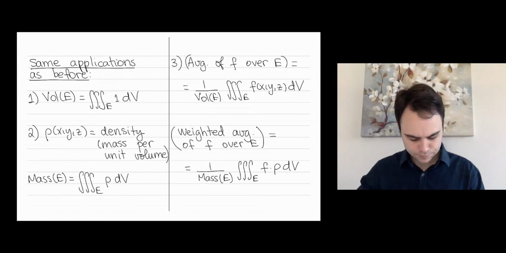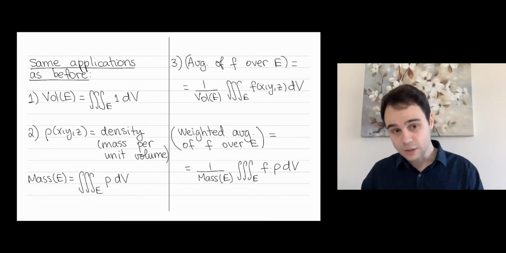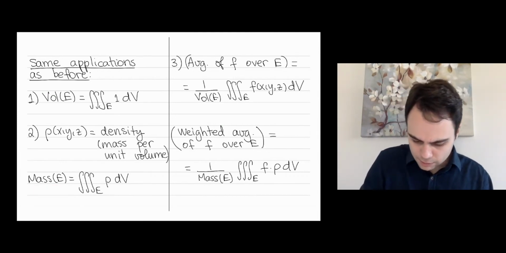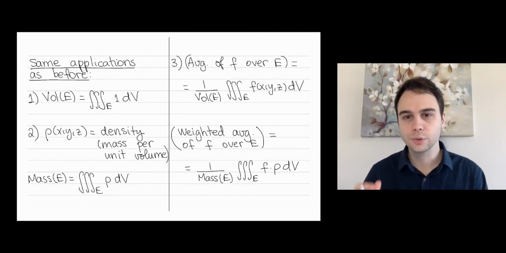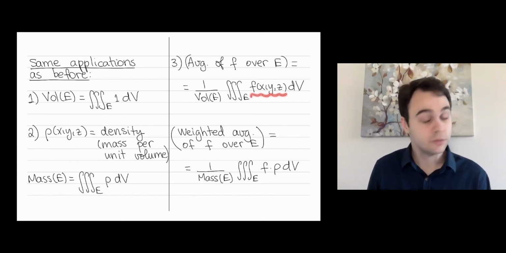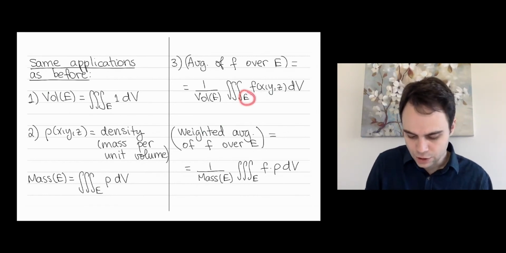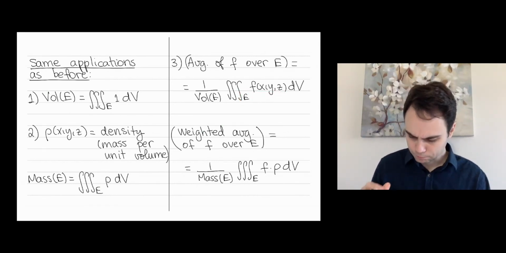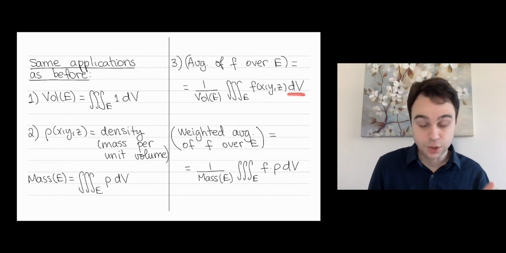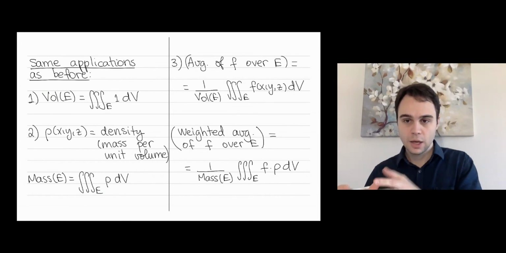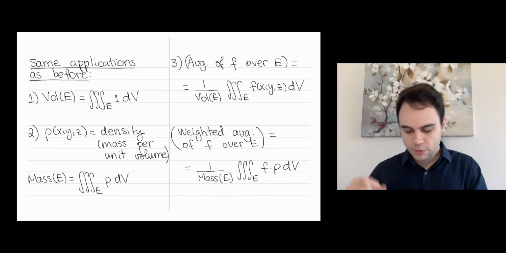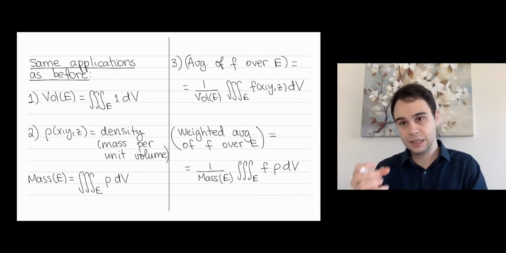And then I add over all the pieces that make up E, and I get the mass of the whole shape. The next application we discussed when we were talking about triple integrals was averages. There, you're adding all the possible values that f takes throughout the region E, but you're multiplying each of these values by certain weights, namely the volume of the region where f takes each value.